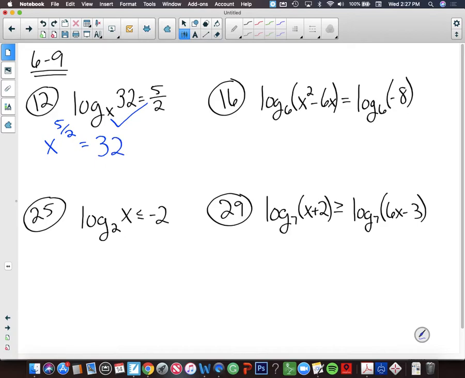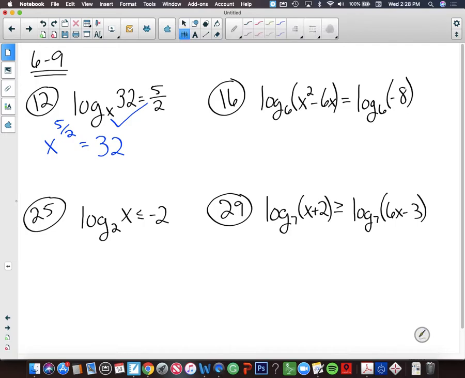We haven't had one of these for a while. We had one of these on the last test, and it was actually a bonus. But you can sit here and think to yourself, how can I get a 32 from something being raised to the 5/2 power? Well, you can do a little bit of guessing and checking to see if you get it in your calculator, or you can do the inverse of exponents, which we did a while ago.